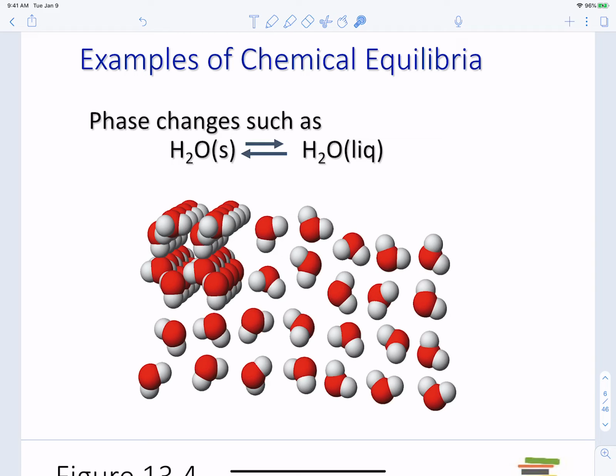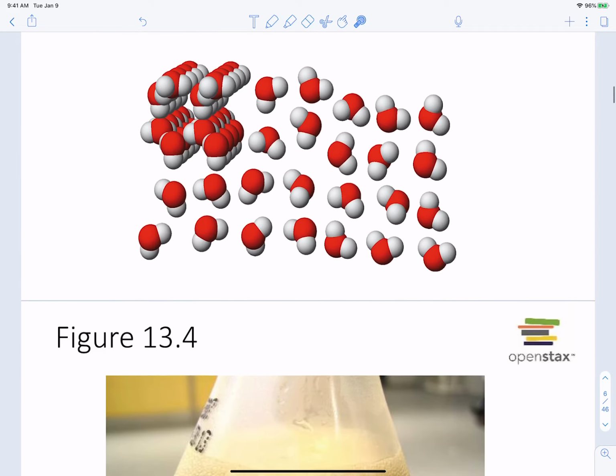So for example, a phase change, such as ice, solid water going to liquid water, that can occur in the forward direction, so we can melt to form liquid water. We could also freeze and go from liquid water to solid water or ice. So these are dynamic reactions or dynamic phase changes that can occur.